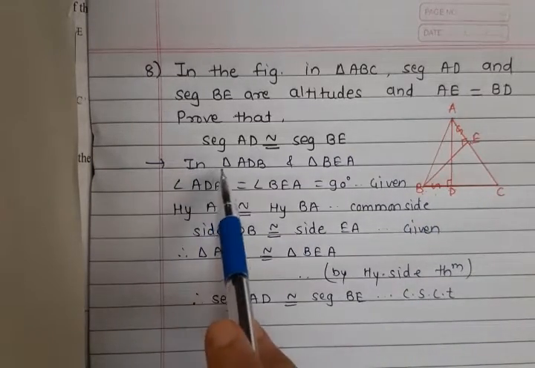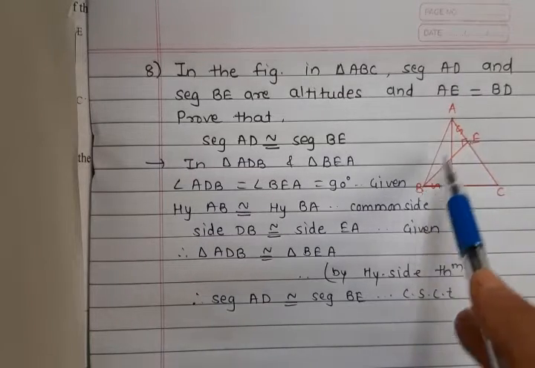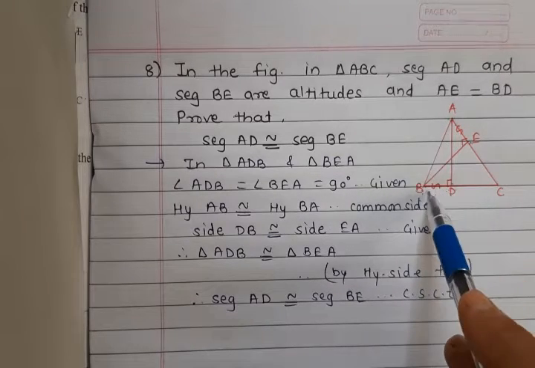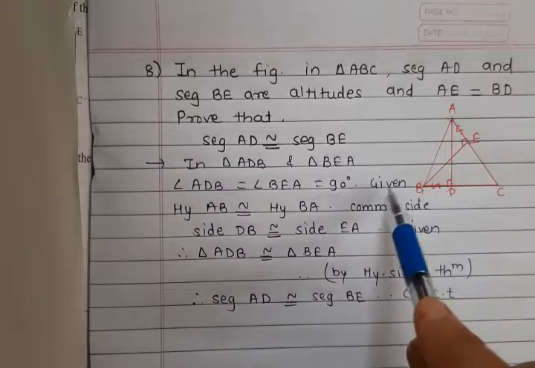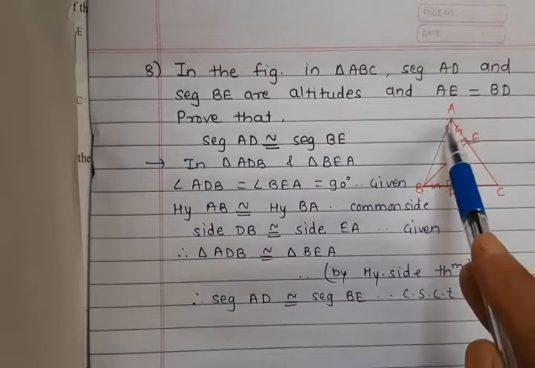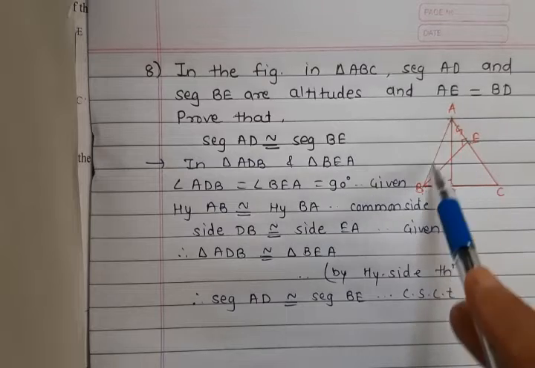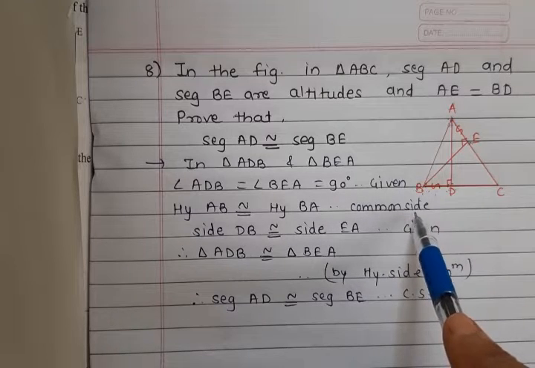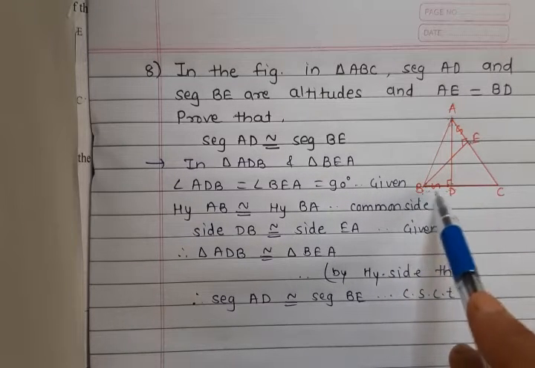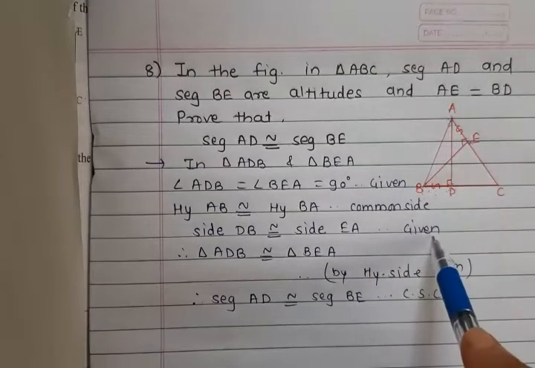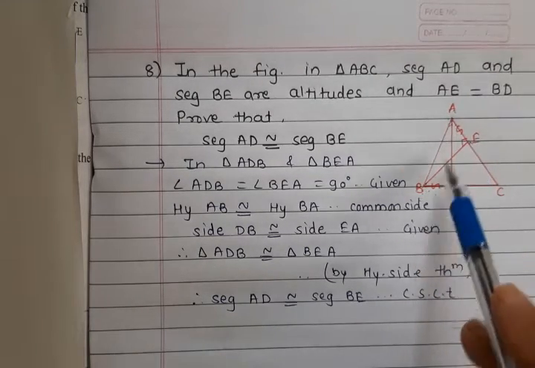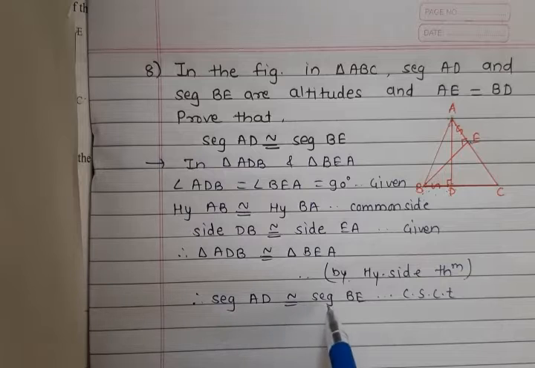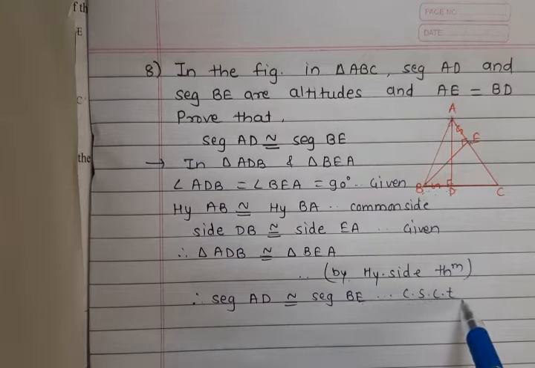Now see the proof. In triangle ADB and triangle BEA, it is given that angle ADB equals angle BEA equals 90 degrees. Then hypotenuse AB. Here, if the angle D is 90 degrees, then AB is the hypotenuse. So, hypotenuse AB is congruent to hypotenuse BA, that is a common side. Then side DB is congruent to side EA, it is also given. So, triangle ADB is congruent to triangle BEA according to the hypotenuse side theorem. That means segment AD is congruent to segment BE, corresponding sides of congruent triangles.